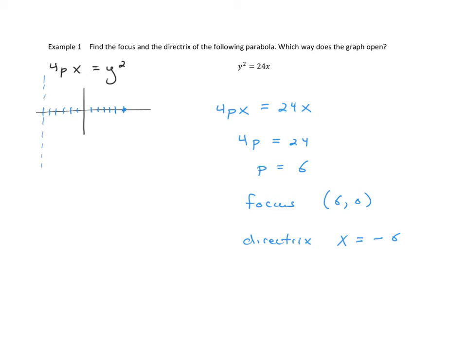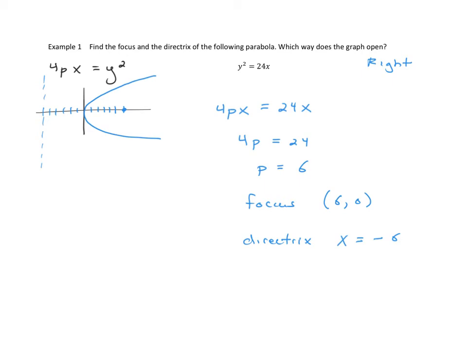So I'm not going to have a perfect sketch here, but I know the parabola has to open like this. The focus is contained in the part of the parabola that opens up in this direction. So which way does the graph open? I'd say it opens to the right.